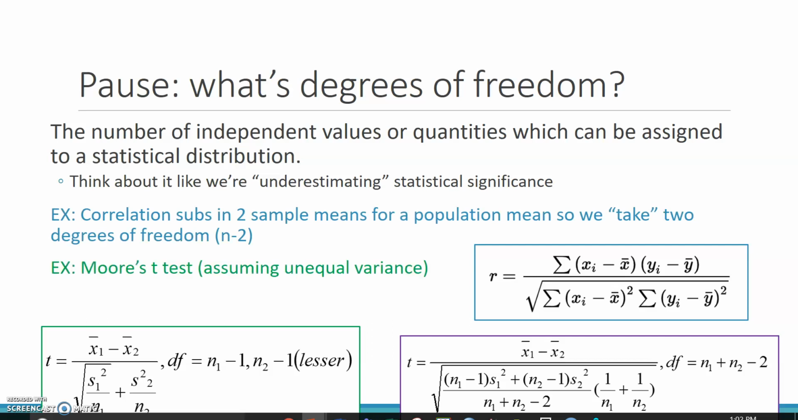So in correlation, for example, we sub in 2 sample means, so we take 2 degrees of freedom. That's why the degrees of freedom is always n-2. And in the other 2 t-tests, it depends on if we have equal variance or not equal variance as to how the actual equation is modeled and what degrees of freedom means, if we are pooling the sample or if we are considering the samples unequal and standalone.